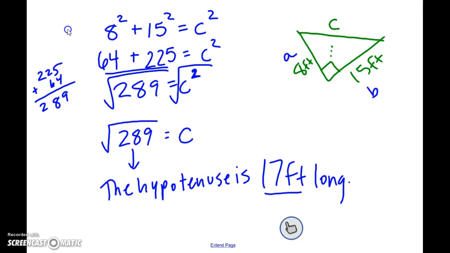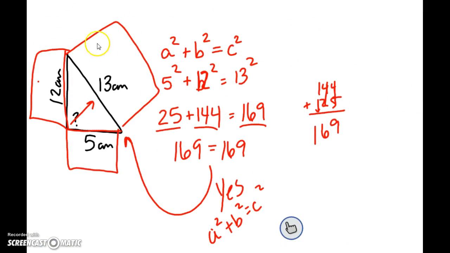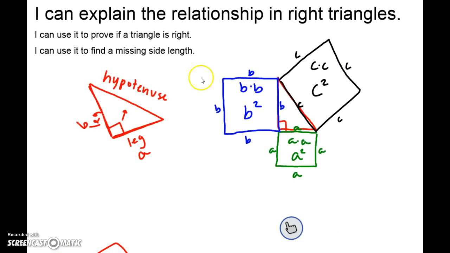All right, so we just used the Pythagorean theorem to find a missing side length. Before that, we used the Pythagorean theorem to prove if a triangle was right. So I think that gets us to everywhere we needed to be.